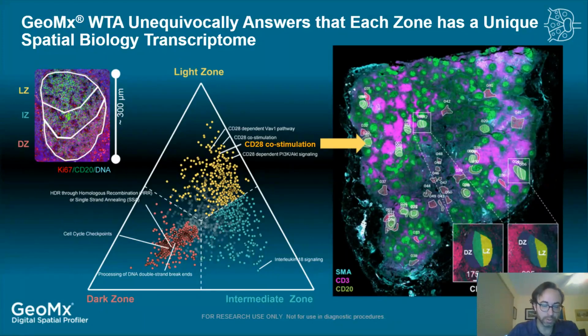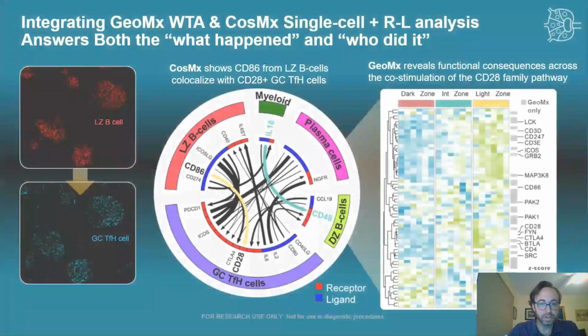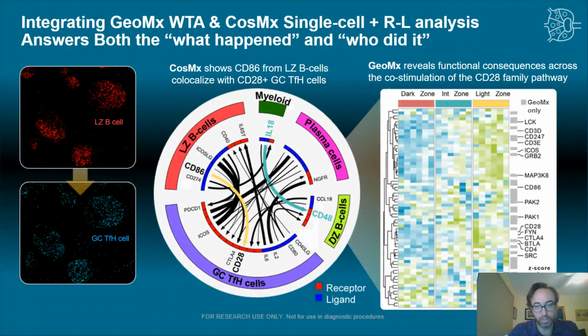CD28 is extremely well characterized, and we have some pretty good guesses as to what cell types are going to drive that. But in addition to looking at the overall pathway, we can also do what we call a ligand receptor analysis that's spatially resolved. We can look for which cell types within a germinal center are specifically interacting with each other based on their proximity and expression of ligands and receptors on those cell types.